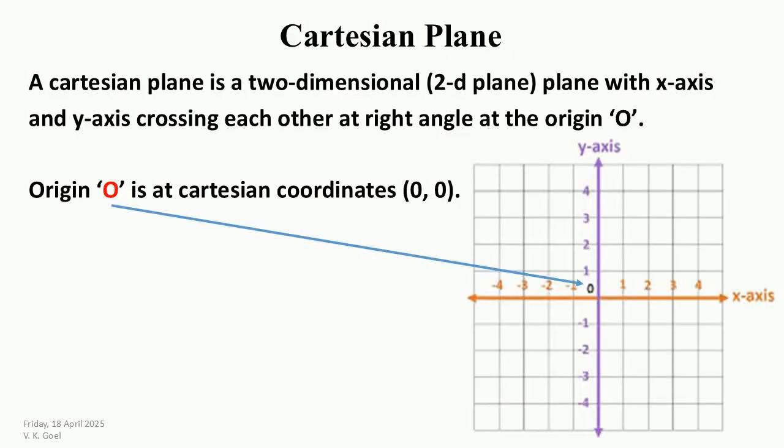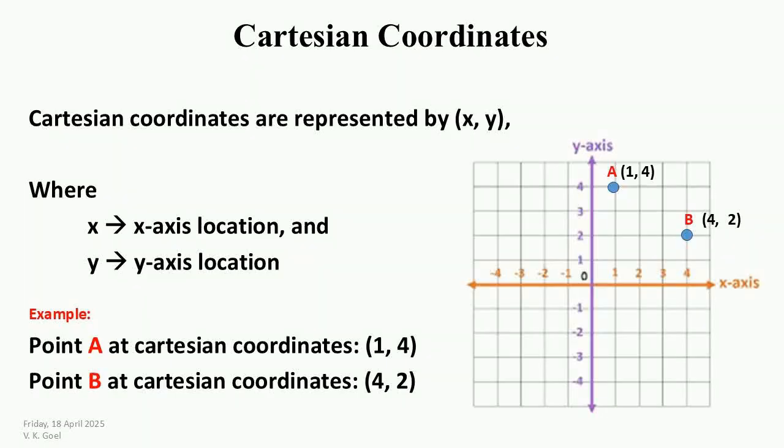Cartesian plane is an xy plane, or two-dimensional plane, that has two axes x and y, crossing each other at right angle. The crossing point is called the origin. It is shown in the figure here. The points in a Cartesian plane are represented by their coordinates as x and y, taking their respective values. Points A and B here are at coordinates (1, 4) and (4, 2) respectively.